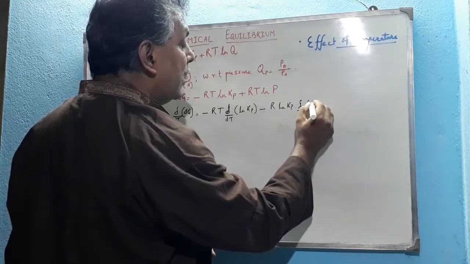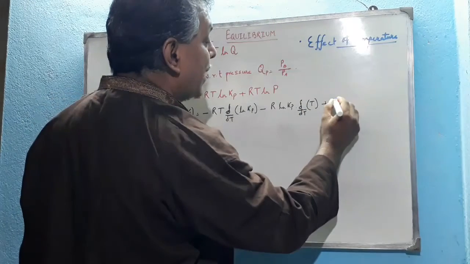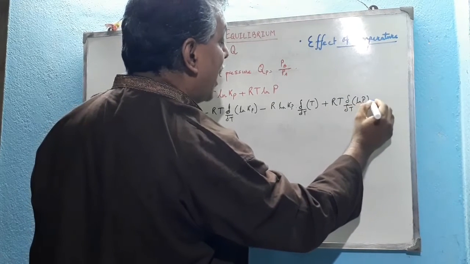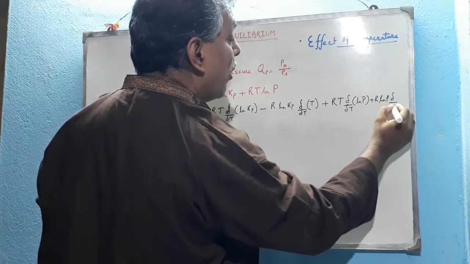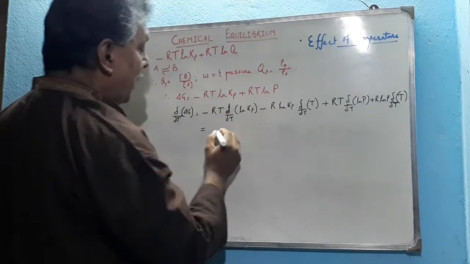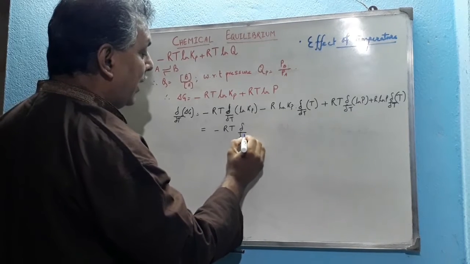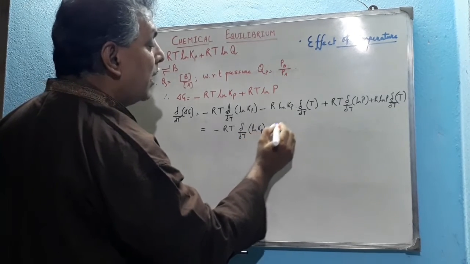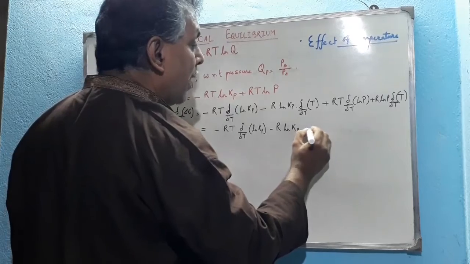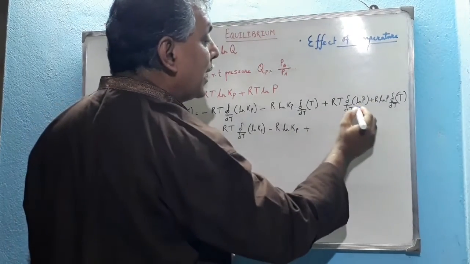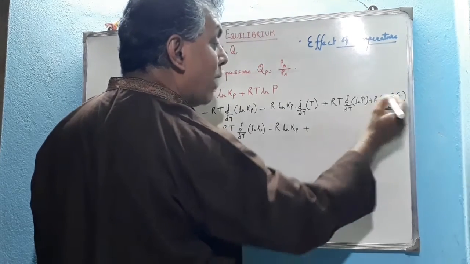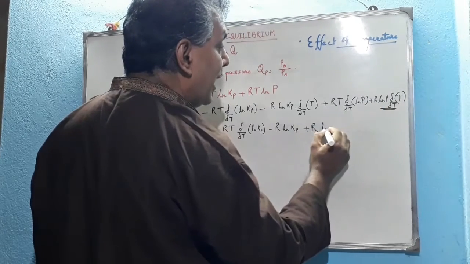We can write the same for the second term: RT del T of ln P plus R ln P del T of T. Now see this: minus RT del T of ln Kp remains the same, and minus R ln Kp del T of T, which is 1, so it becomes minus R ln Kp, plus RT del T of ln P plus R ln P. Because del T of T is 1, we can write this with respect to R ln P.